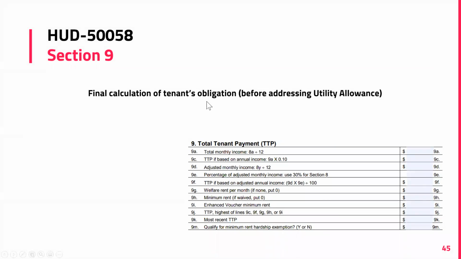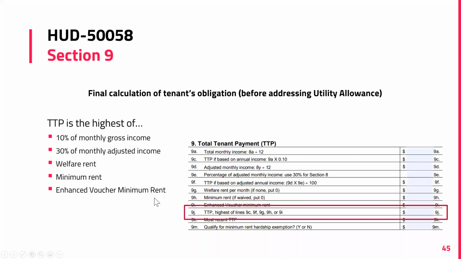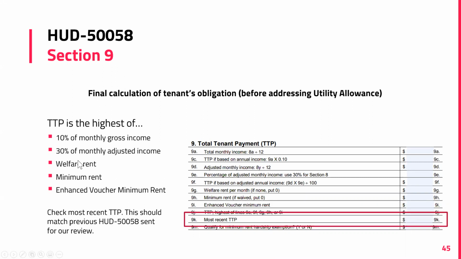Okay, Section 9, this is the final calculation of the tenant's obligation, or the TTP, before addressing the utility allowance. So for PIH, the TTP is the highest of these 5 items right here. We have 10% of the gross, 30% of adjusted, welfare minimum, or enhanced voucher minimum.